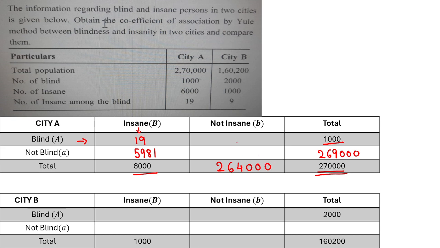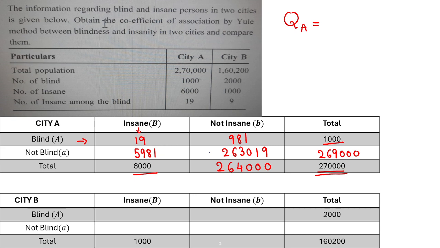Now I can fill this too very easily. From 1000, I have to remove 19 to get the value as 981. Similarly, if I subtract this value, 2,64,000, from that I subtract 981, I get the value as 263019.